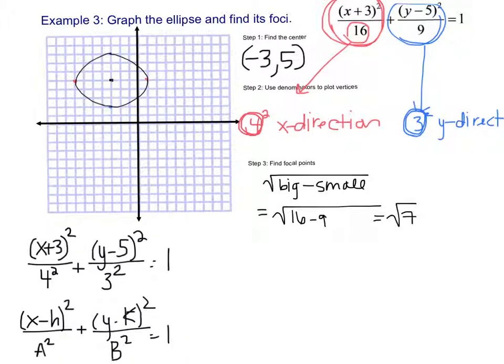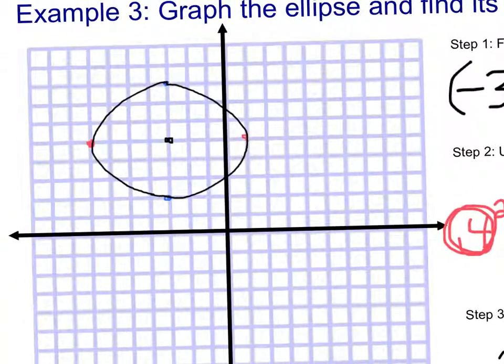Now you might want to put the square root of 7 in your calculator just to get an idea for yourself about where that actually is, and it's about 2.6, so about 2.5. That's the direction we're going to move from the center. So I'm going to go to the center and move 2.5 to the right, and then put a point, and then 2.5 to the left. So let me do that. 2.6, and then 2.6 to the left. So those are our two focal points.